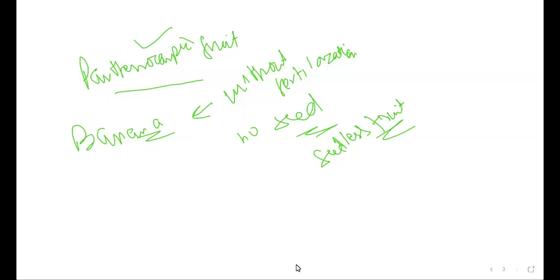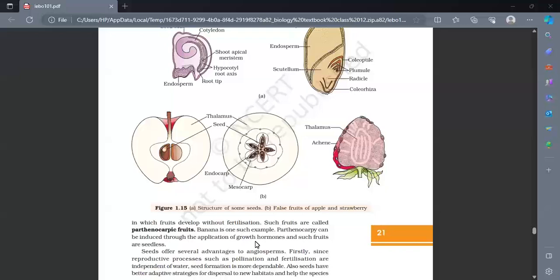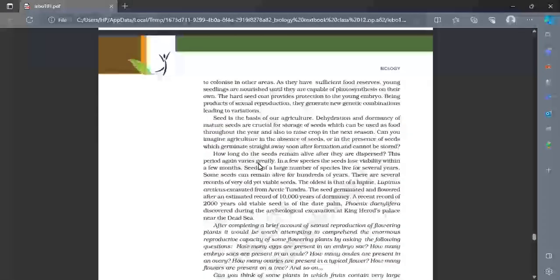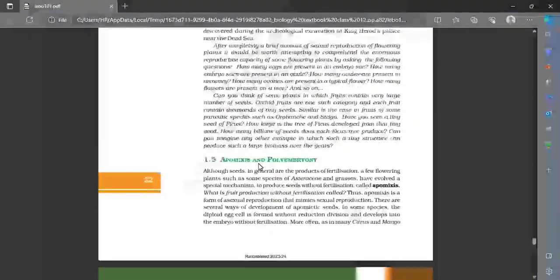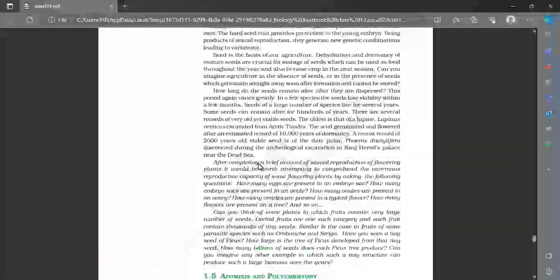Let me just stop sharing this. So we are almost at the end of the chapter, and this chapter holds a lot of weightage. It is among the few very important chapters, and that's why I took this chapter in the beginning. Apart from the parthenocarpic fruit, they then talk about seed dormancy. They've talked about where germination of the seeds is happening. See, what was the last process?